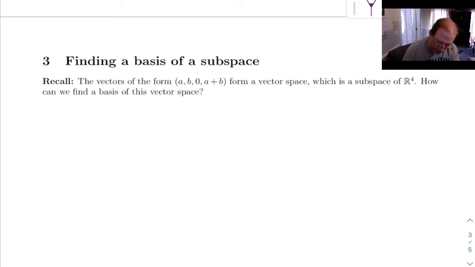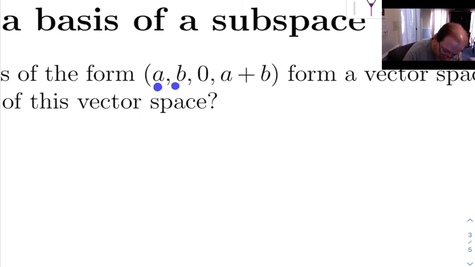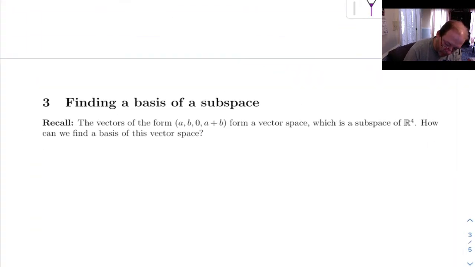In a recent section, we looked at things like this, and we showed that these do form vector spaces. But notice here, this has one, two, three, four components, four coordinates, and so therefore this forms a vector space that's a subspace of R4. So what I want to do is show how to find the basis of that vector space.